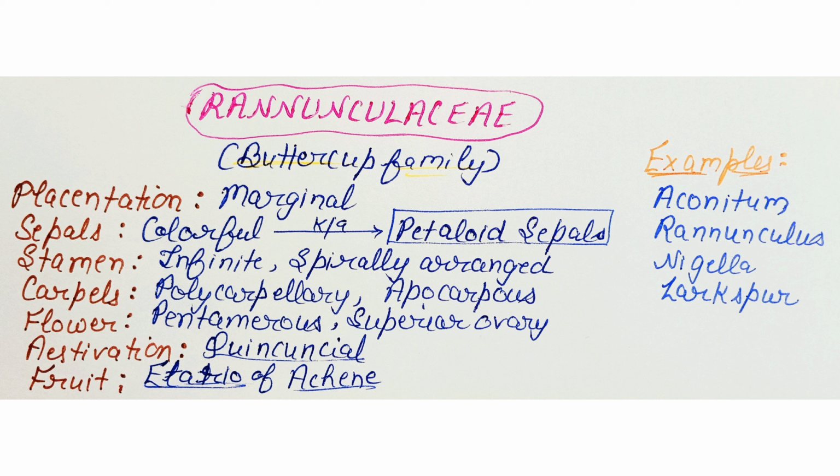Carpels are polycarpellary and apocarpous. Flowers are pentamerous and superior ovary is seen. Aestivation is quincuncial. The fruit in this family is the etaerio of achene. Major examples are Aconitum, that is monkshood, Ranunculus, which is buttercup, Nigella, and larkspur. This is all about our plant families.